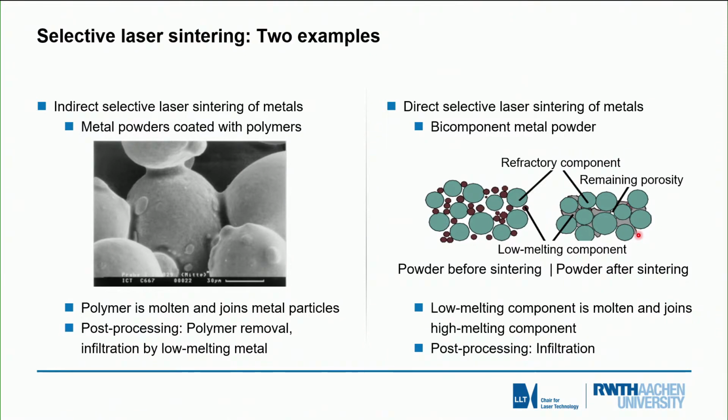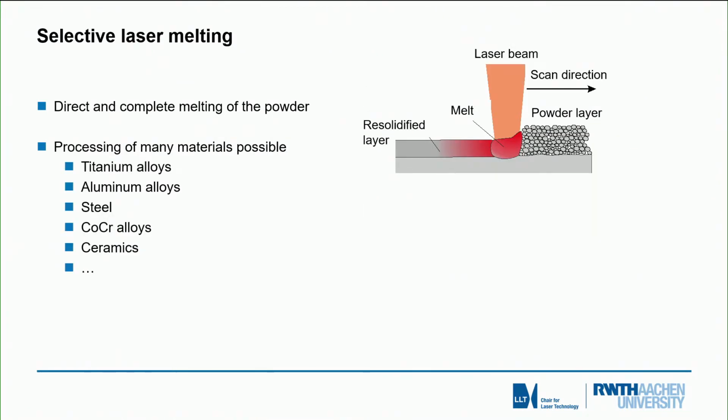This was actually due to the fact that the laser intensities and powers were not sufficient to make use of full melting, so that in this case you had compounds and some remaining porosity in the processes. Nevertheless, it was very helpful because you were able to really make metallic parts.